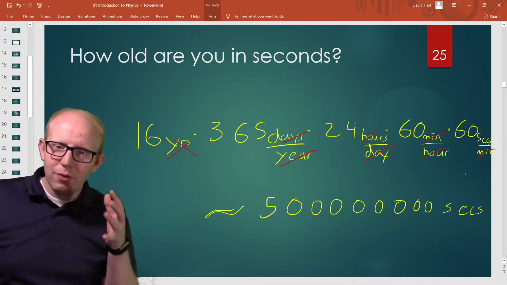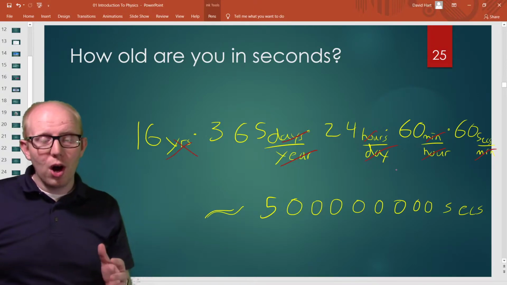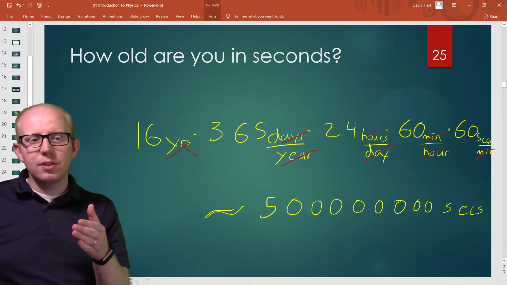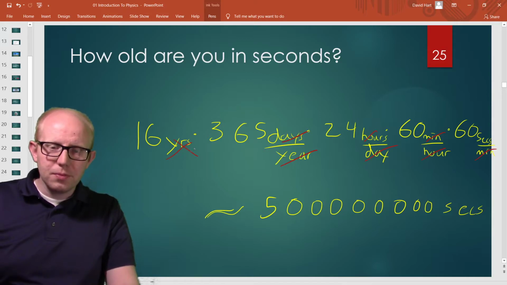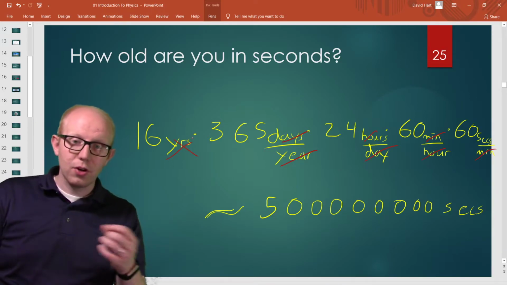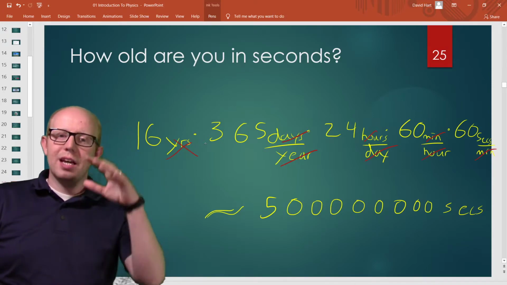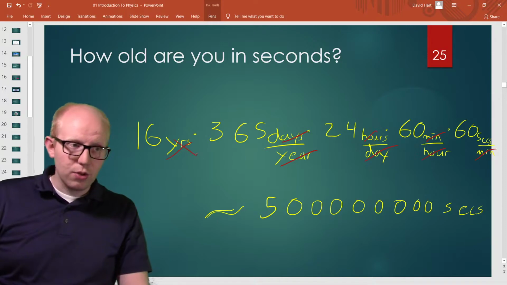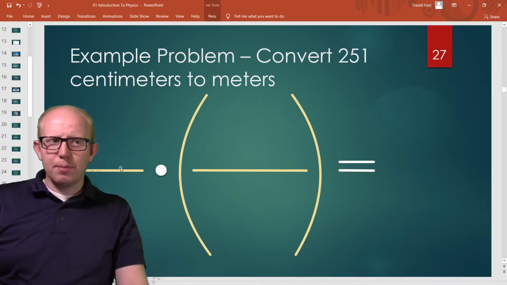And so the way we need to think about this is we cancel out the units we don't want until we get to the units that we do want. In this case, it was seconds. And so that's the way we're going to set up our conversion factors to convert to the right units. What units do I not want? I'm going to make sure those cancel out so I get the units that I do want. All right, so let's go through an example.